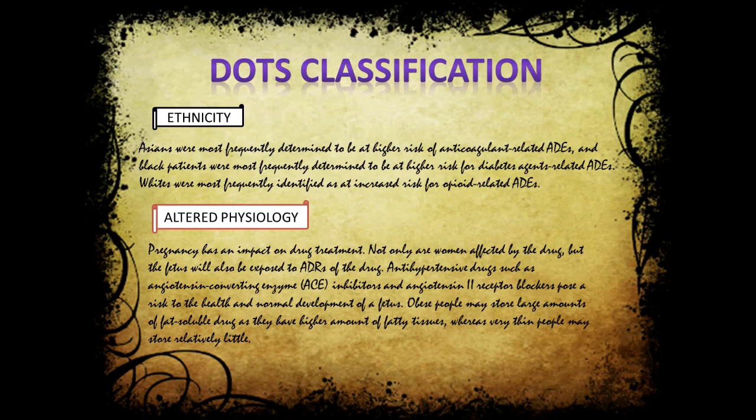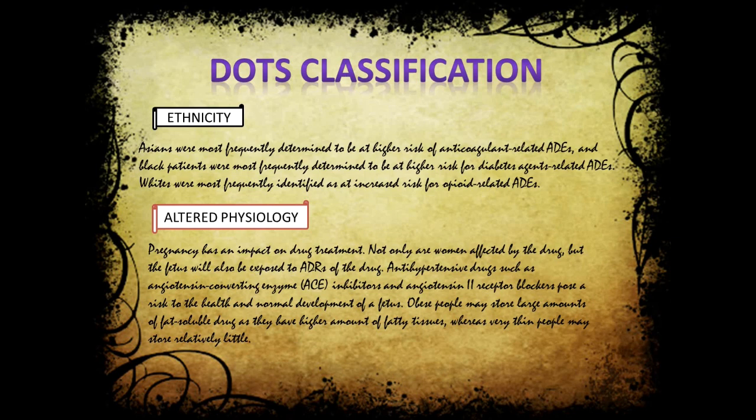Asians were most frequently determined to be at high risk of anticoagulant-related adverse drug reactions, and black patients were most frequently determined to be at a higher risk for diabetes agents-related adverse drug effects. Whites are more frequently identified as at increased risk for opioid-related adverse effects. So these are based upon research articles and journals, which are already established.